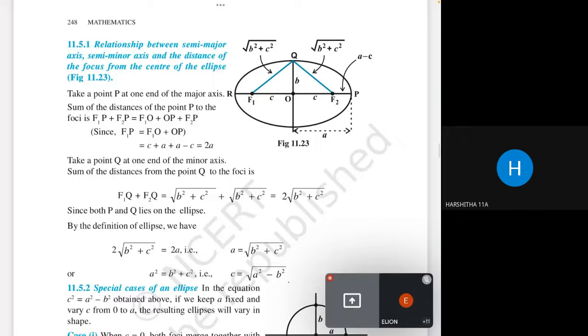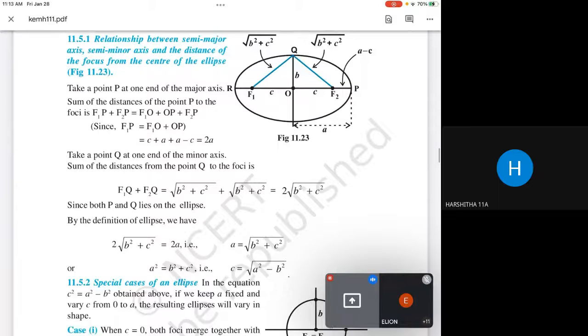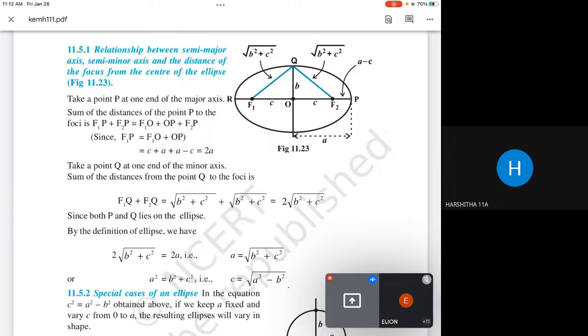Now here, the relationship between the semi-major axis, the semi-minor axis and the distance of the focus from the center of the ellipse. When you compare this, the relationship you are going to get is A square equals B square plus C square. Obviously, the length of A is more than B. So the relation between A, B, C is A square equals B square plus C square. Here we are using the right angle triangle, nothing else.